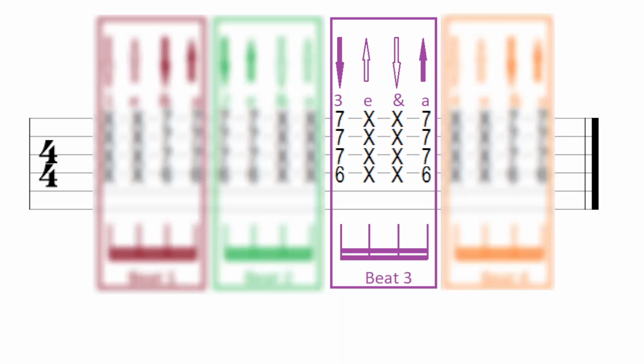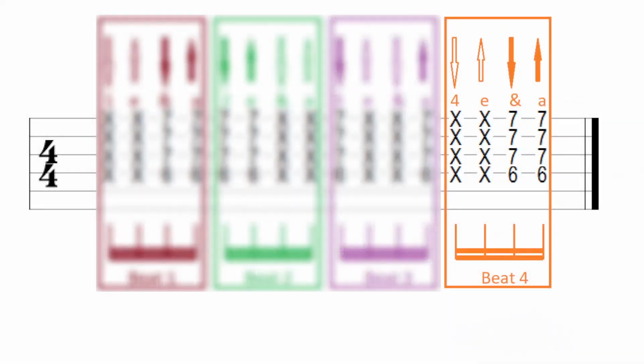So we're hitting on the 3 and the A. That's where we're playing the chord. So 3 E and A. Then beat 4 is basically the same thing as we did on beat 1, where we're muting or damping on the first two portions of the beat and then playing the chord on the last two portions of the beat. So this is going to go 4 E and A, like that.